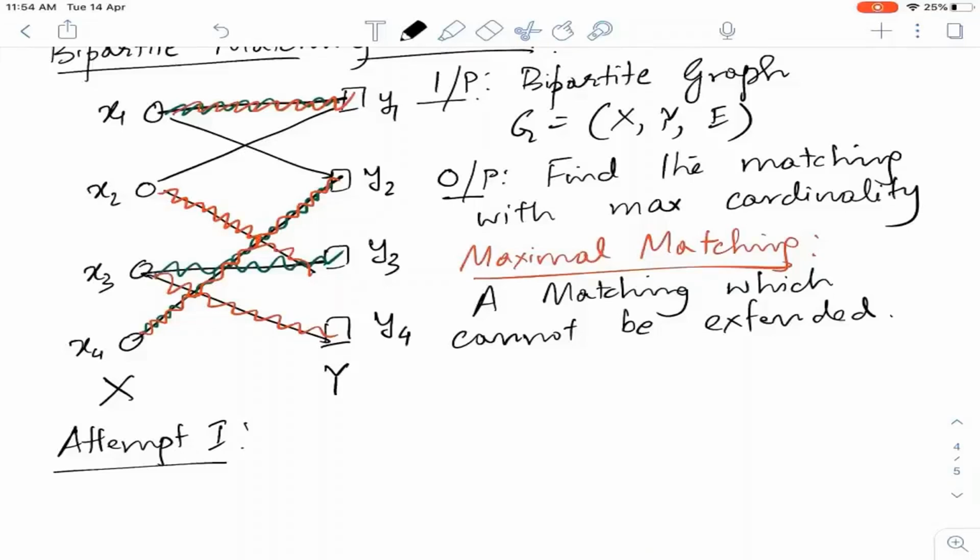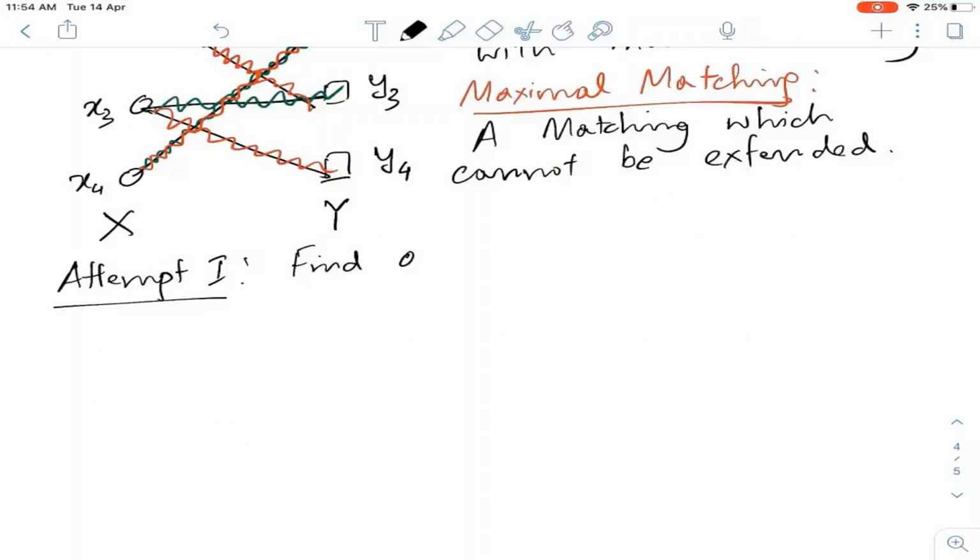So you pick the first edge, and then you add this to your matching. Then you try to add the next edge. If it intersects with anything in your matching, you cannot add it. If it's allowed, then you just keep adding. You keep going like this. You take the edges in any order you want. Attempt 1 is, I will just leave it at find a maximal matching.